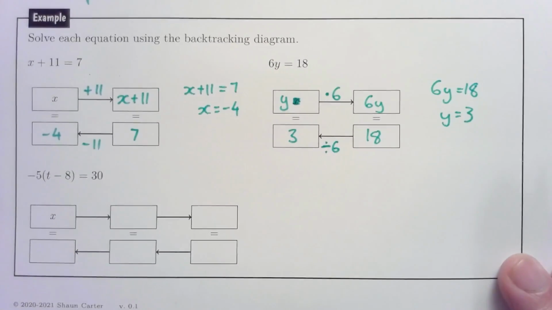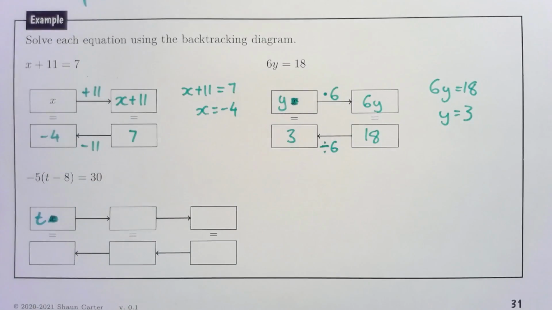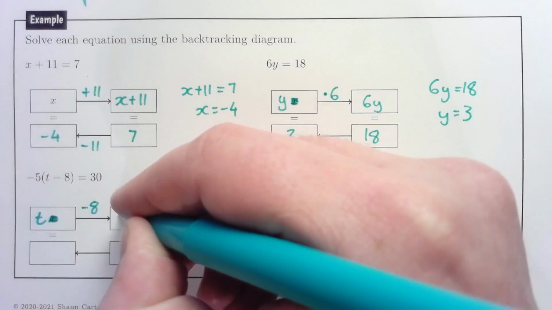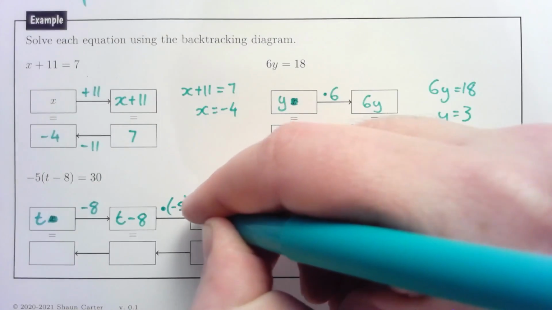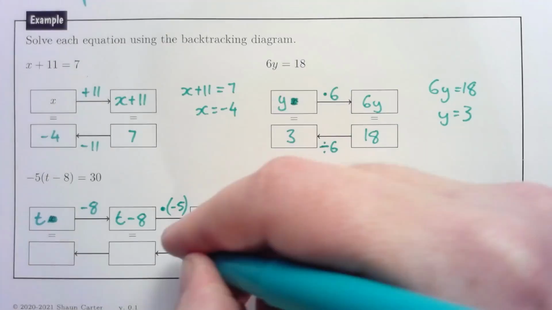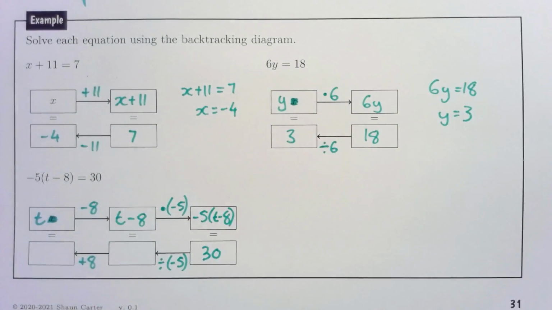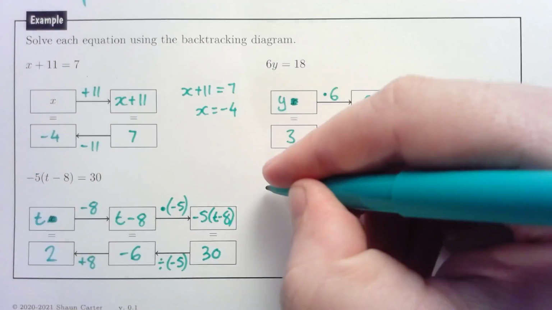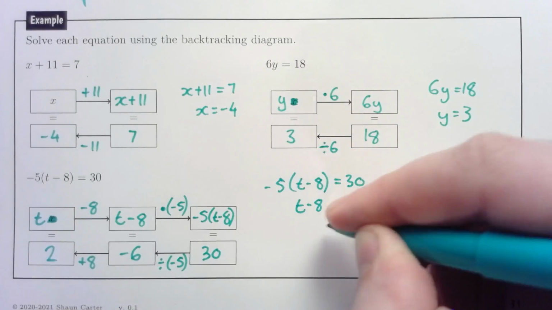The next equation has had two operations applied to the variable t. We need to use the order of operations to make sure we're applying those operations in the correct order. So the first thing done to t is subtracting 8, and then that whole quantity is multiplied by negative 5. To work these steps backwards, we need to divide by negative 5 and add 8. So 30 divided by negative 5 is negative 6, and negative 6 plus 8 is 2. So we can write out our full working and find the solution t equals 2.